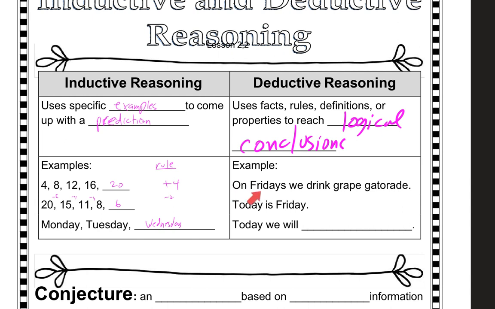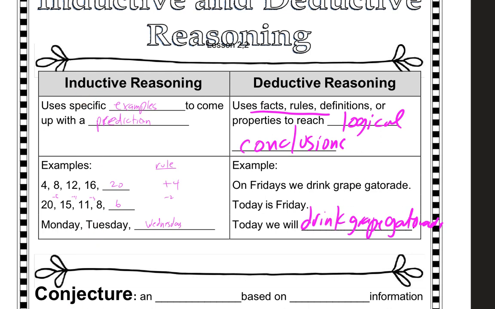So for this example, on Fridays we drink grape Gatorade. Today's Friday. So using that rule that we said that on Fridays we drink Gatorade, today we will drink grape Gatorade. Okay, so that's when we use the rules or facts that we know to come up with a conclusion. All right, inductive uses examples.